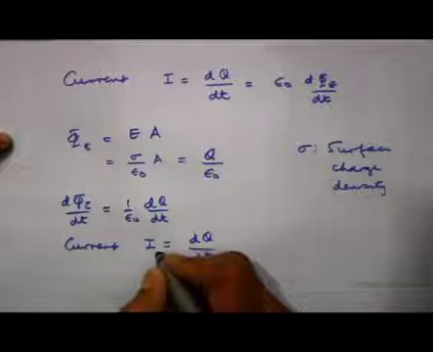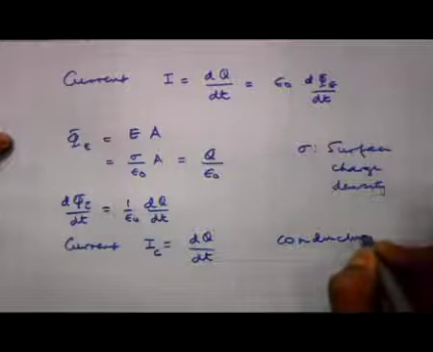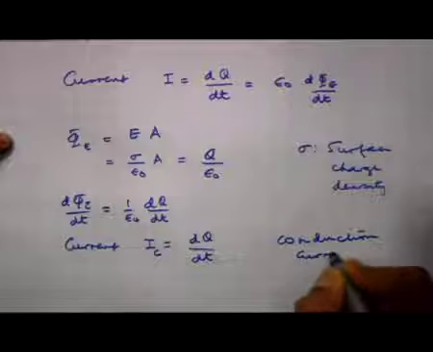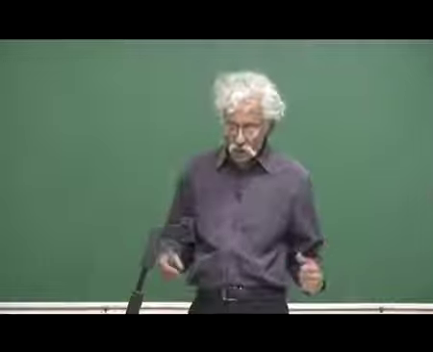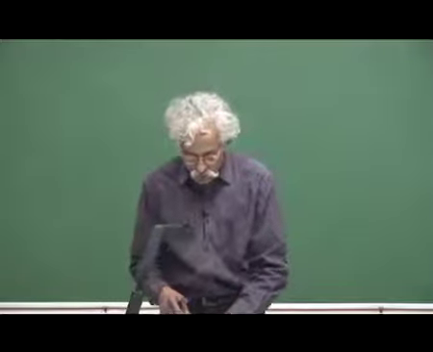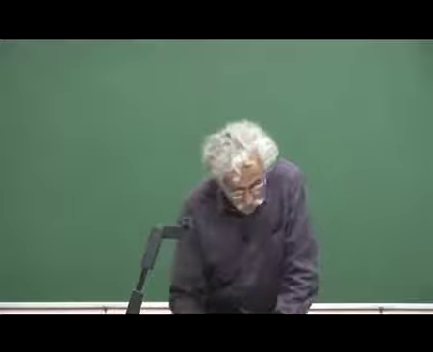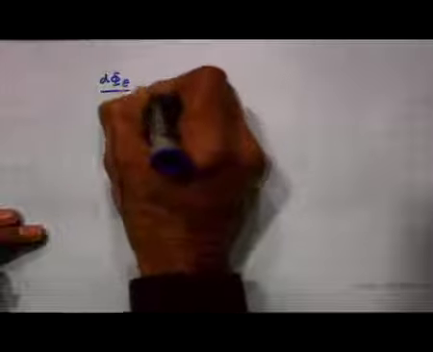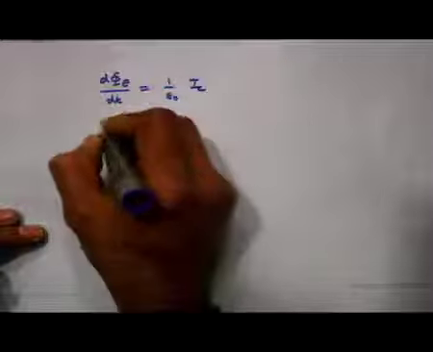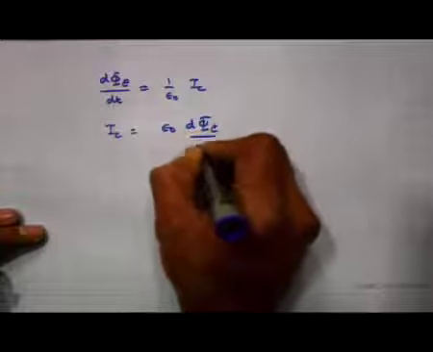So, let me put a subscript here called conduction current, just to differentiate between another current. Remember, we have already introduced a conduction current before, a bound current, and so this is the conduction current. This is actually the current flowing through the wire because electrons are moving. So, this is I c, which is the conduction current. So, I get the fact that d phi E by dt is equal to 1 by epsilon 0 into conduction current. So, conduction current is equal to epsilon 0 d phi E by dt.